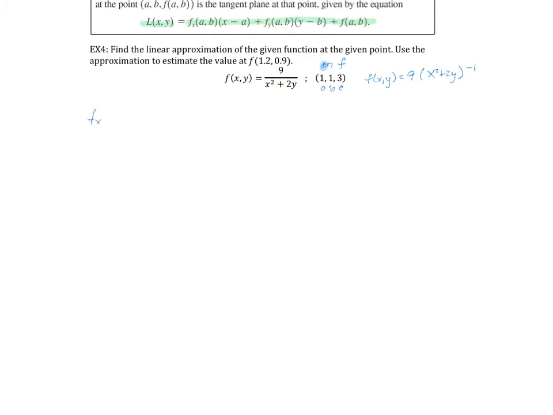When I compute the partial derivative with respect to x, it's going to be negative 9 times (x squared plus 2y) to the negative 2, times the partial derivative with respect to x of the inside, which would be 2x. I'm not going to simplify it because my only purpose is to evaluate this at the point (1, 1), which would give me negative 9 times 3 to the negative 2 times 2. So it looks like that's going to be negative 2.